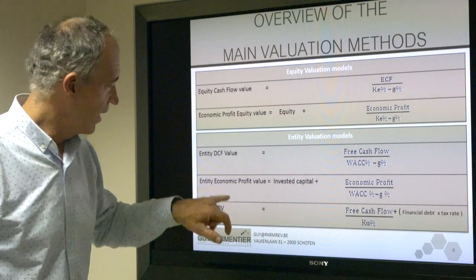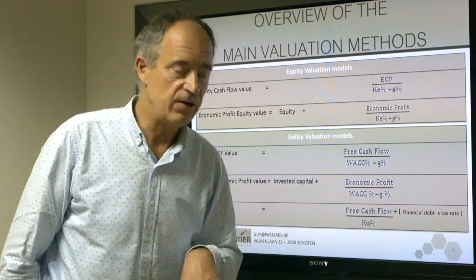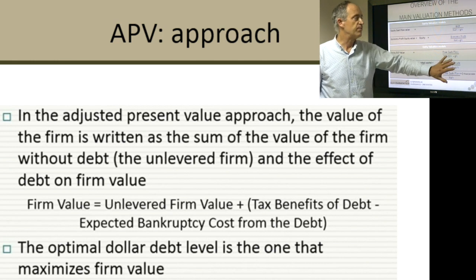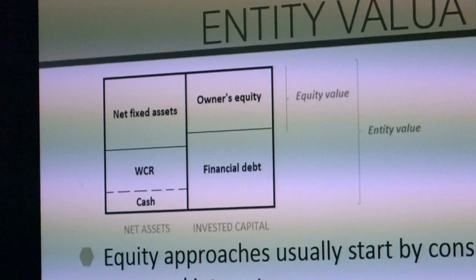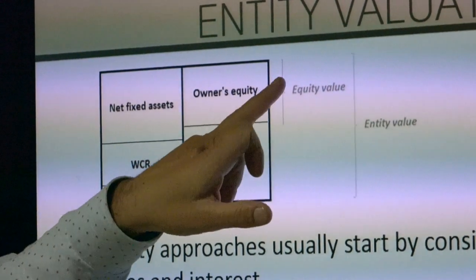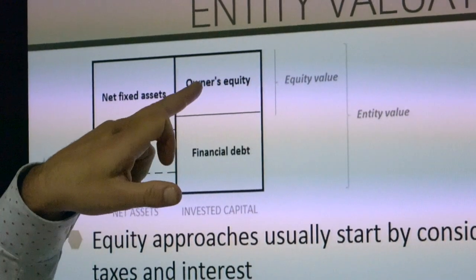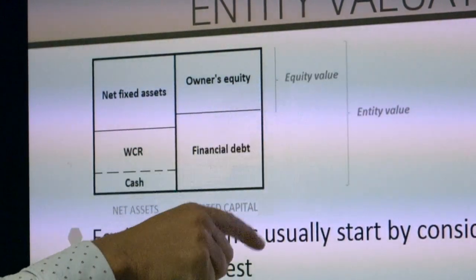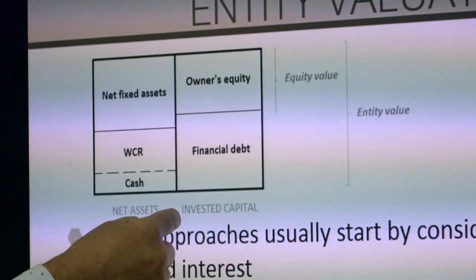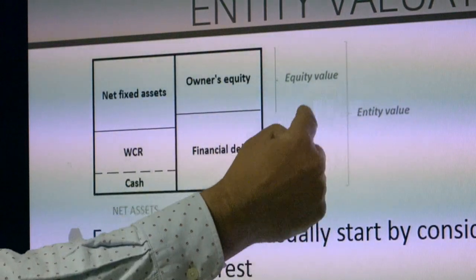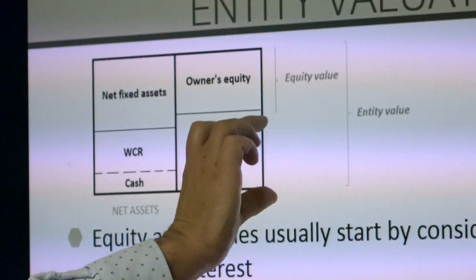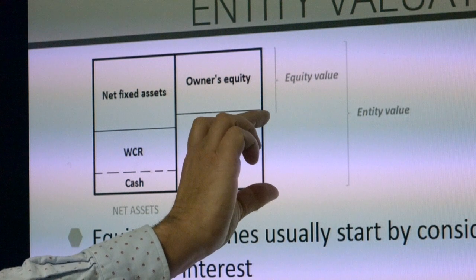And the fifth method is the adjusted present value, which is going to help us to make the right combination between equity and interest-bearing debt holders. As you see, an equity value is in fact the value for the shareholders, and an entity value is in fact the value of the total invested capital of the company. So to go from the entity value to the equity value, you will always deduct the interest-bearing debts.